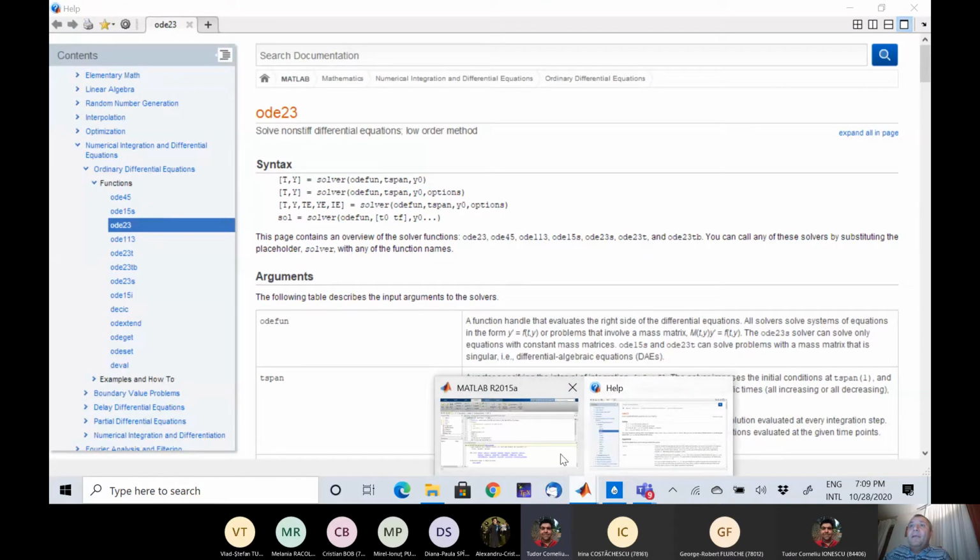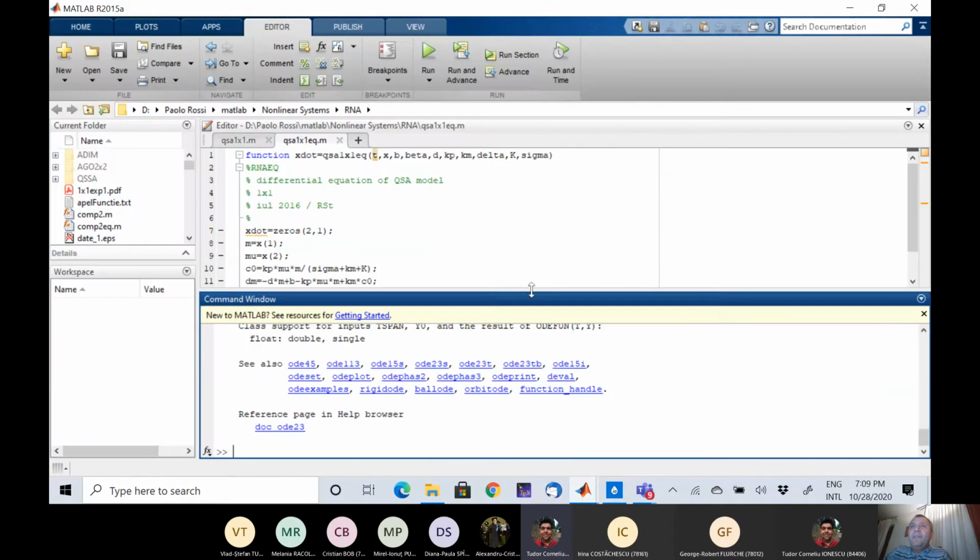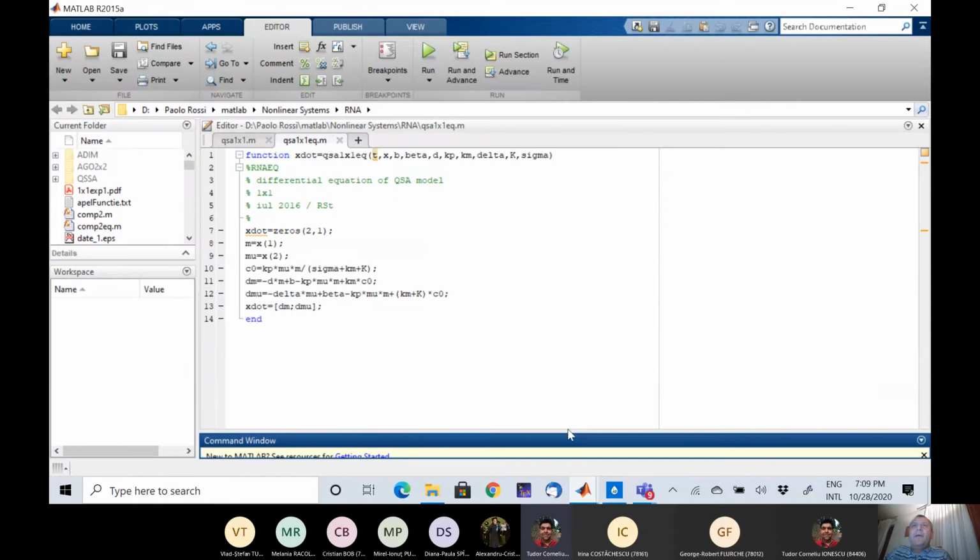And now let's have a direct look into the example that I have prepared for today. I have here two files, and I will start with the first one. Before using any routine of numerical integration, there is a very natural and basic step: you have to put in a function the mathematical description of the differential equation.